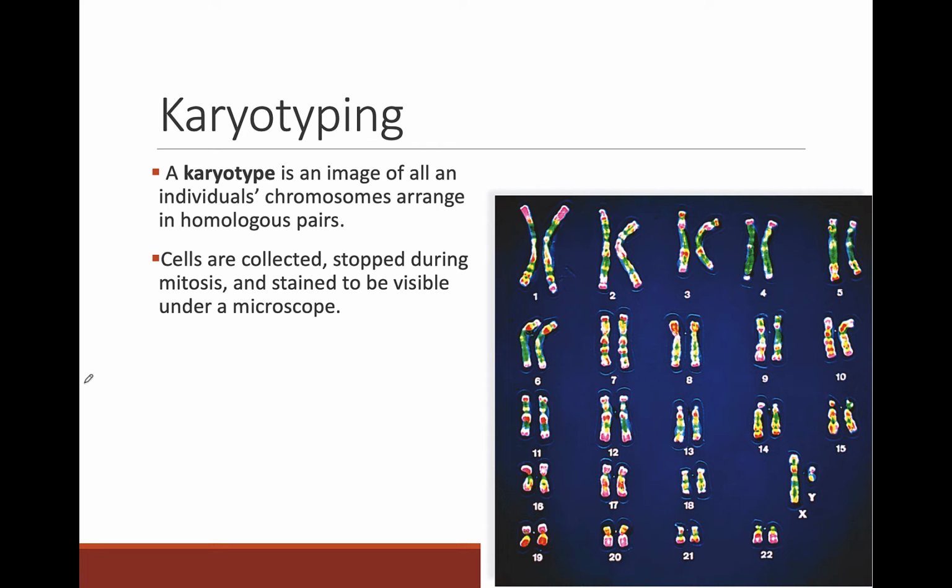Physicians often want to look at patients' chromosomes to be able to diagnose a chromosomal abnormality. Any cell that contains a nucleus can be collected for examination. The cell is killed during the metaphase phase of mitosis, and it is stained so that the chromosomes are visible under a microscope. All of the homologous pairs of chromosomes are collected and arranged by size and staining pattern.